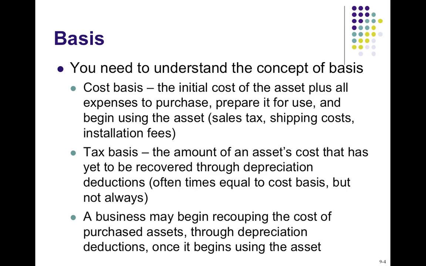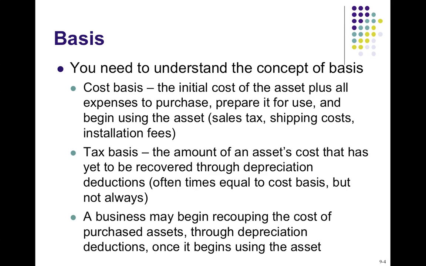Let's start with cost basis, because it's the easiest type of basis to consider. Cost basis is simply the purchase price, the initial cost of the asset. To that purchase price, we're going to add all of the cost of getting the asset to our location and ready to use in our business. So to the initial purchase price, we're going to add any sales tax that we paid, any shipping costs to get the asset to our location, and installation fees. We're going to add up all of this, and it's going to be our cost basis.